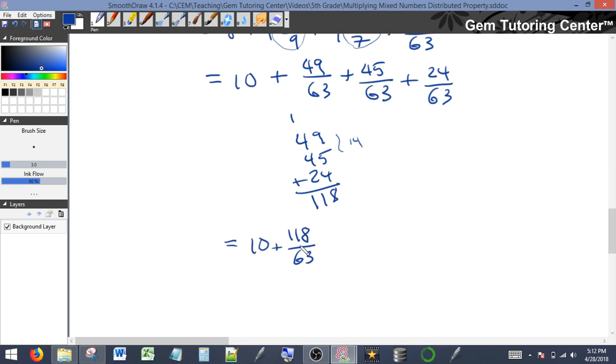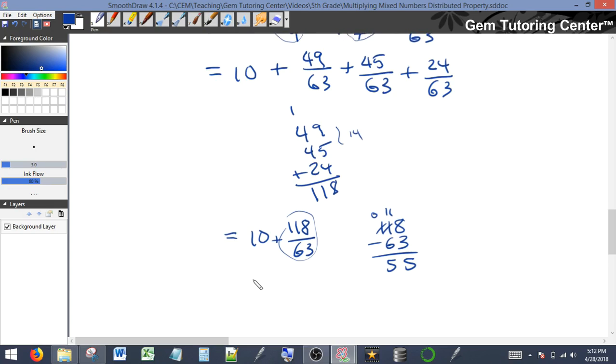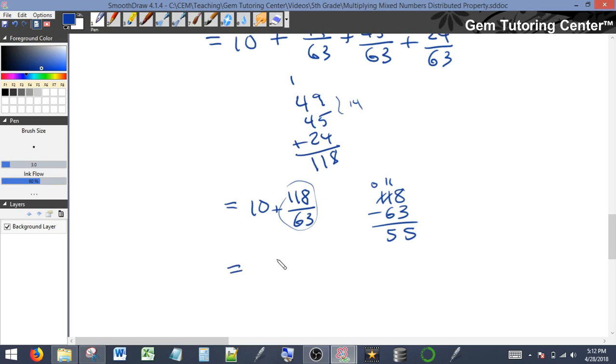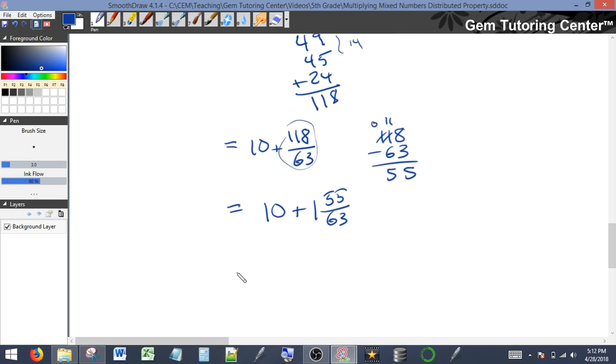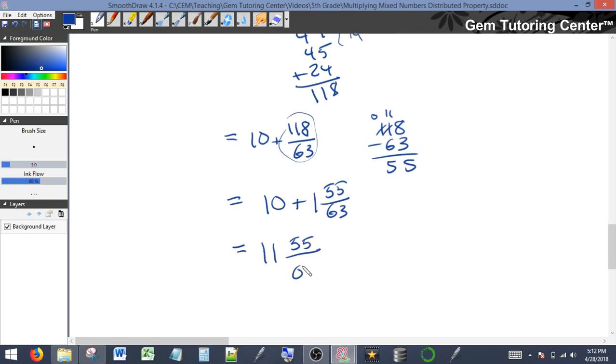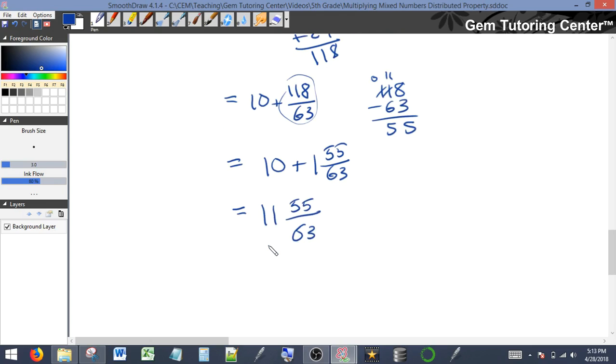Okay, so this is clearly an improper fraction. So we're going to say 118 minus 63 is 55. So we're left with 10 plus 1 and 55 over 63, which is equal to 11 and 55 over 63. Okay, so that's our answer.